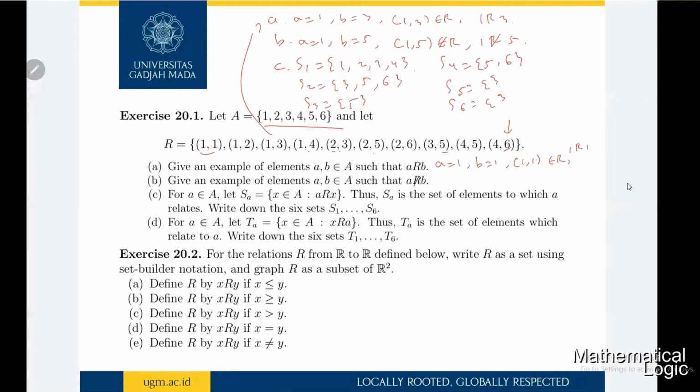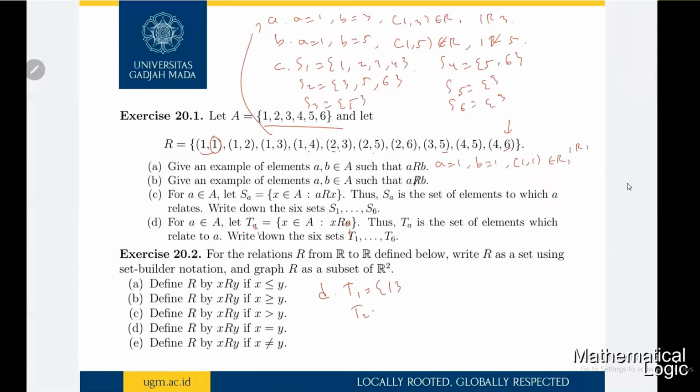Correct, yeah. Okay. So next for d, again, almost the same thing. For a in A, we define T_a as the set in A such that x is related to a. So when a is equal to 1, we change this part to 1. So what is this? Is it only 1? Yeah, only 1. So singleton 1 here.